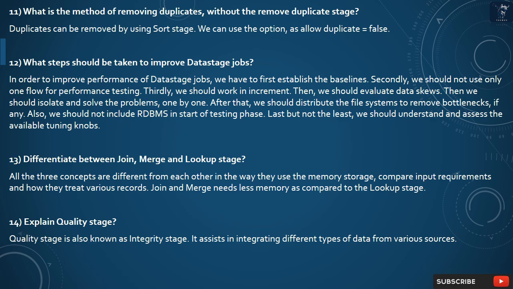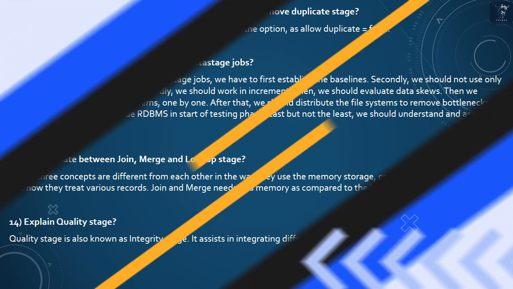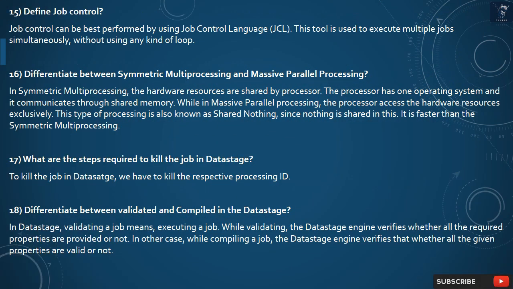14. Explain quality stage. Quality stage is also known as integrity stage. It assists in integrating different types of data from various sources. 15. Define job control. Job control can be best performed by using Job Control Language, JCL. This tool is used to execute multiple jobs simultaneously, without using any kind of loop.